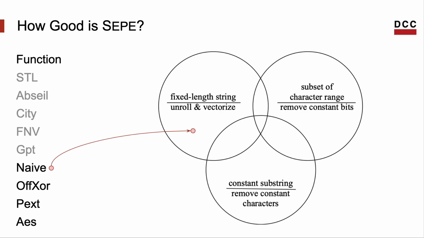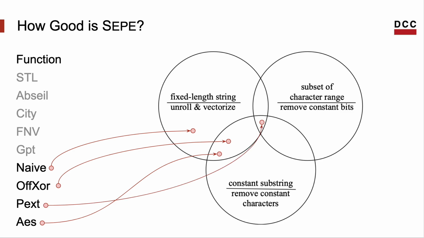And then we have 4 specializations. One that we call naive, that's for keys that have fixed length. We have OffXor, that's for keys that have fixed length and maybe some constant substring. And then we have AES, that's also a constant substring and fixed length, but we use a particular instruction from Intel. And we have Pext. In this case, we assume 3 constraints, and we assume a subset of bytes as well.